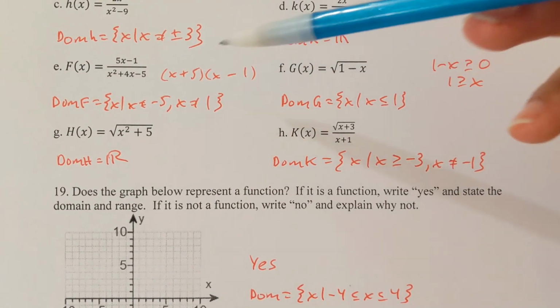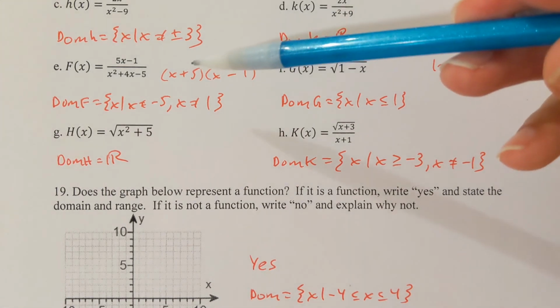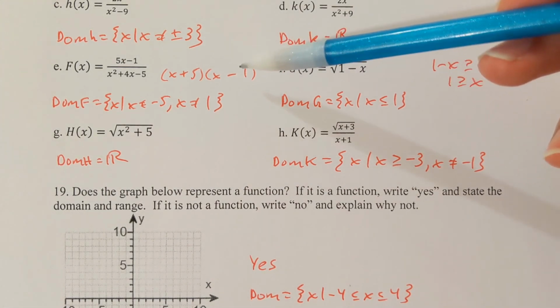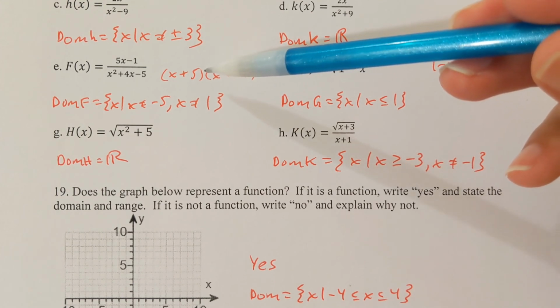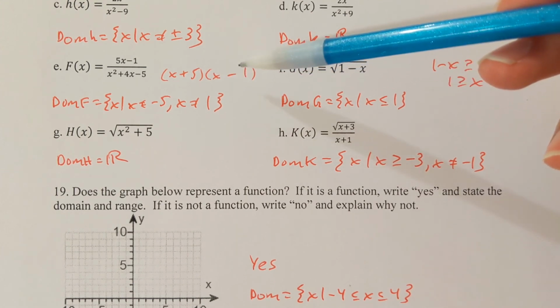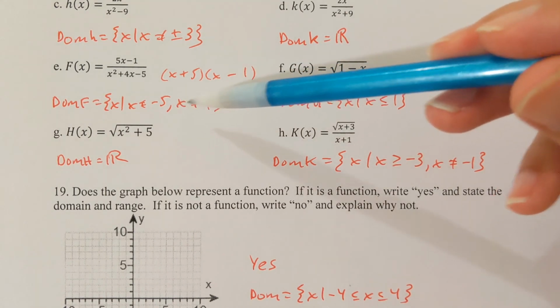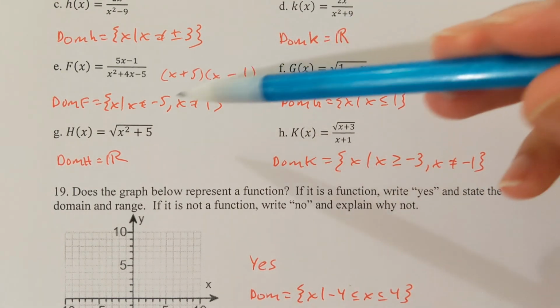Part E, f of x equals (5x minus 1) divided by (x squared plus 4x minus 5). So let's see, the denominator is going to factor as (x plus 5) times (x minus 1). And so I don't want x to be negative 5, and I don't want x to be 1. Any other number is going to be okay, except for those two.